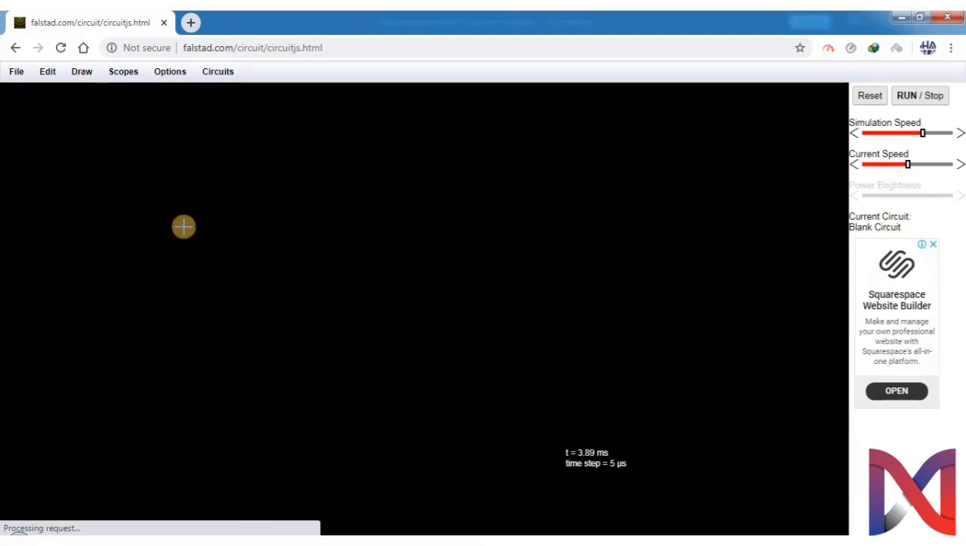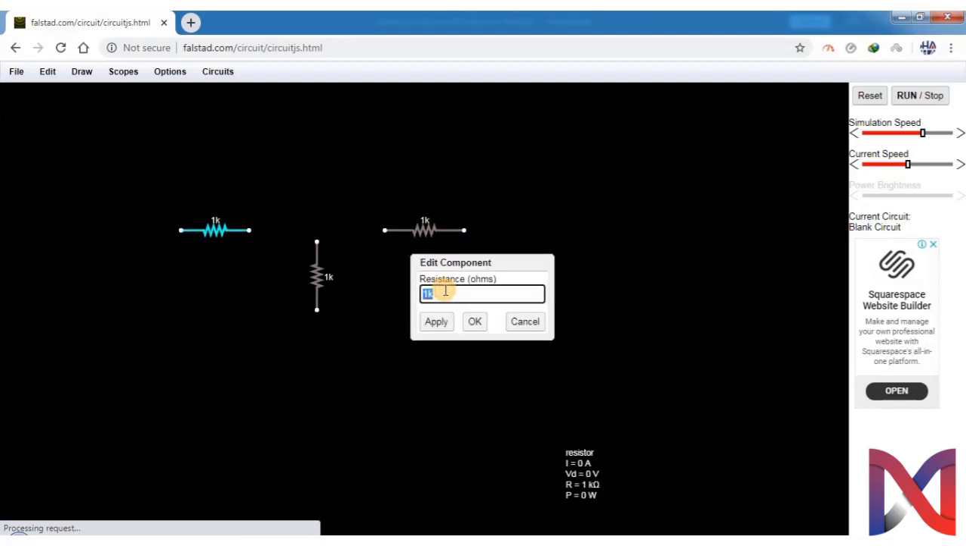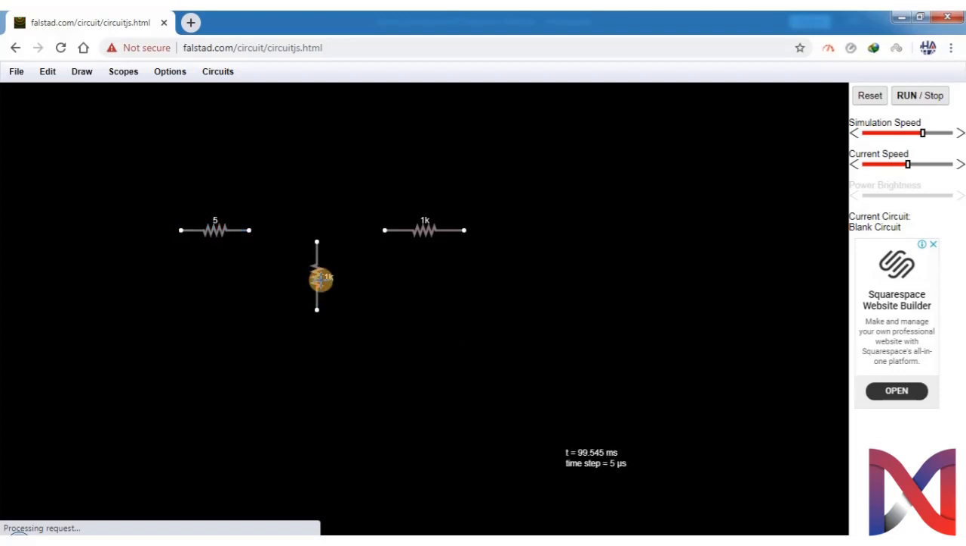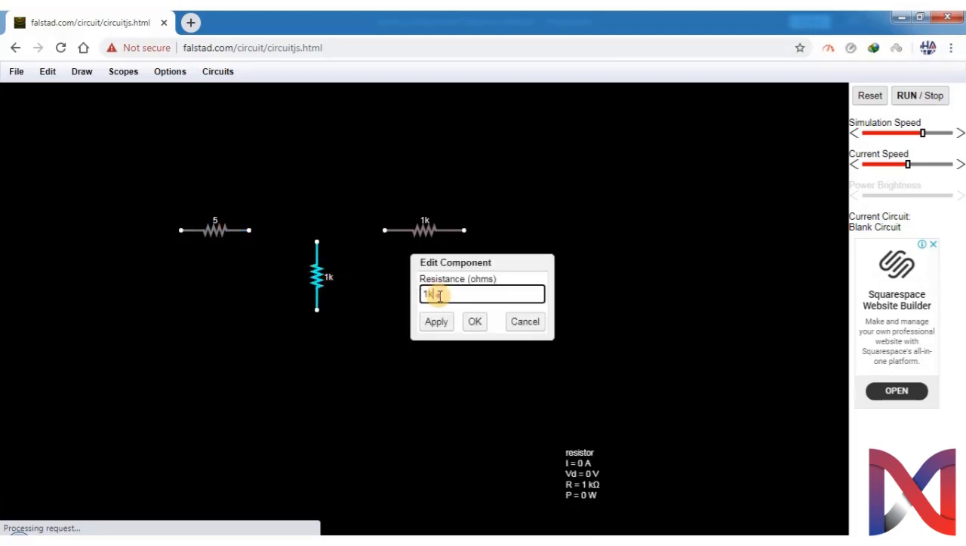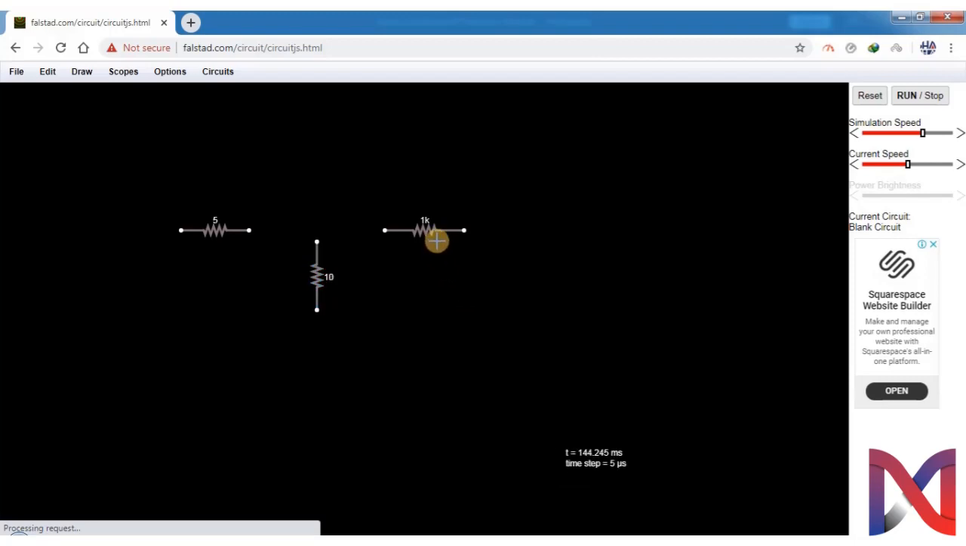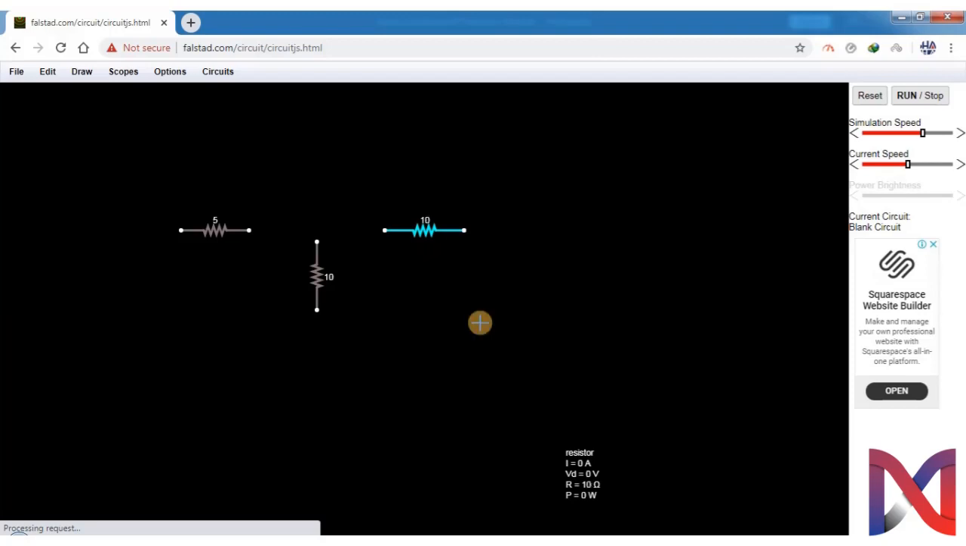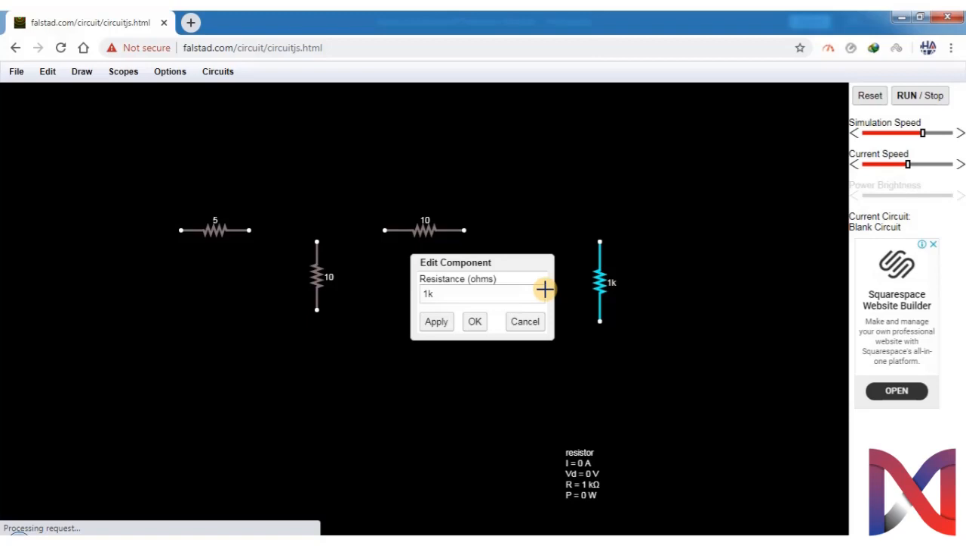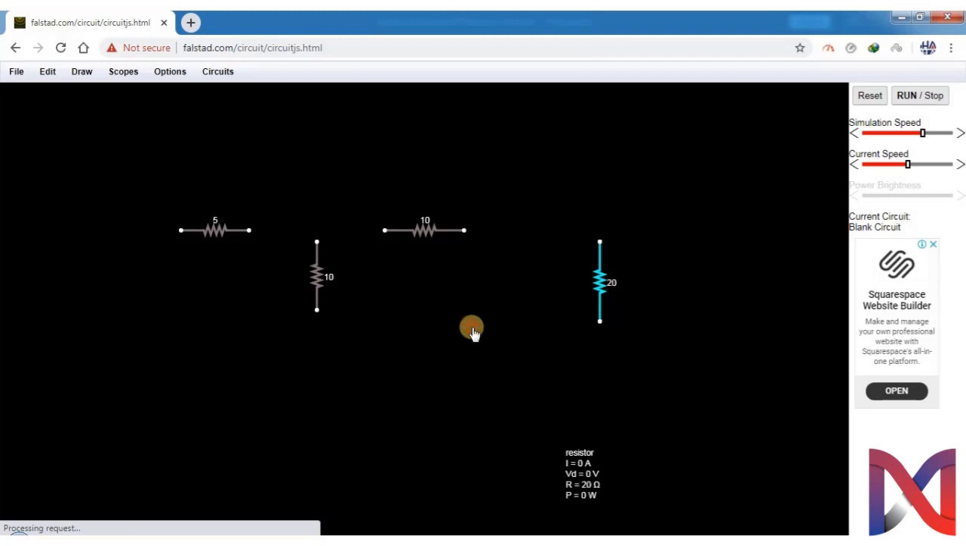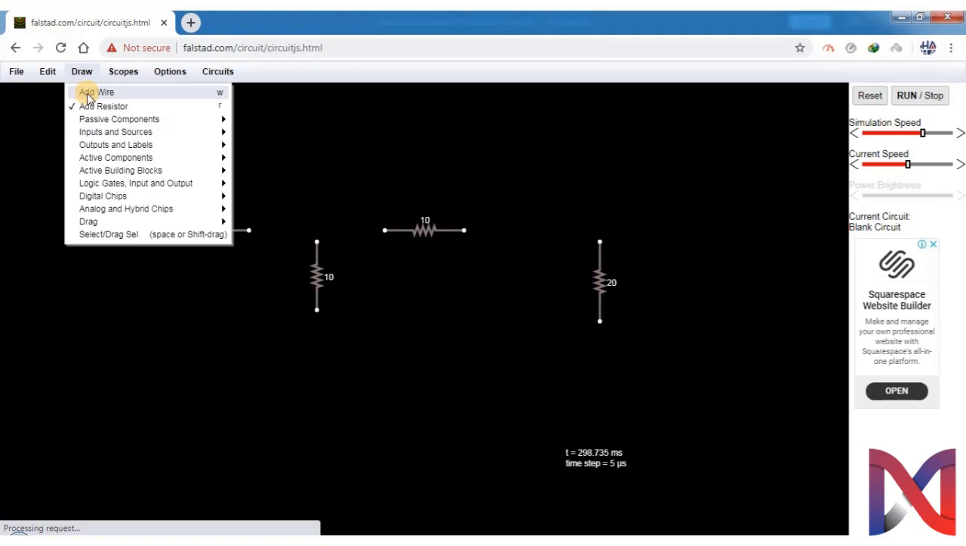We had 3 resistors in our circuit. So we will place 3 resistors. The first resistor was of 5 ohm and the next 2 resistors were of 10 ohm. Now that we have changed our resistors, we will place our load resistance. Our load resistance was of 20 ohms. Now we will connect the circuit through wires.